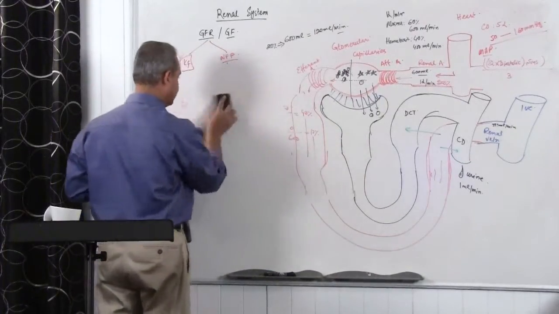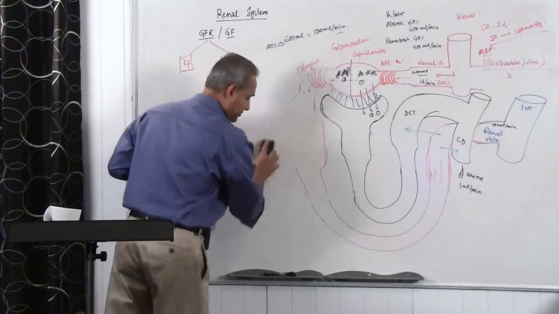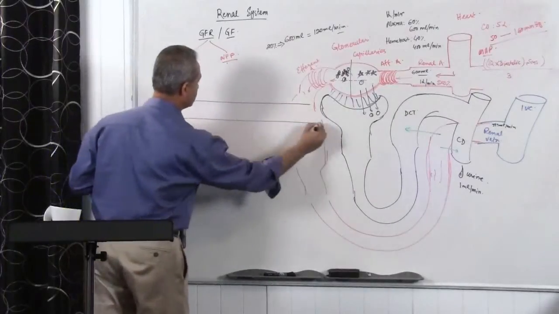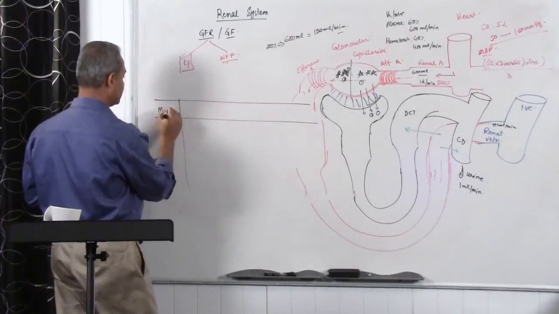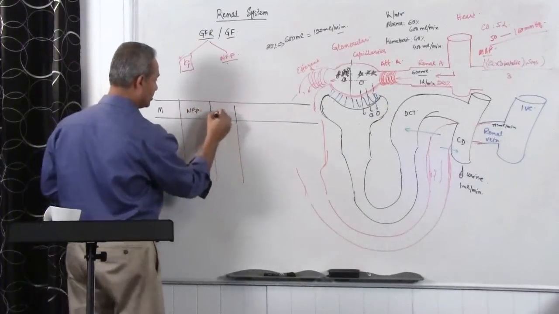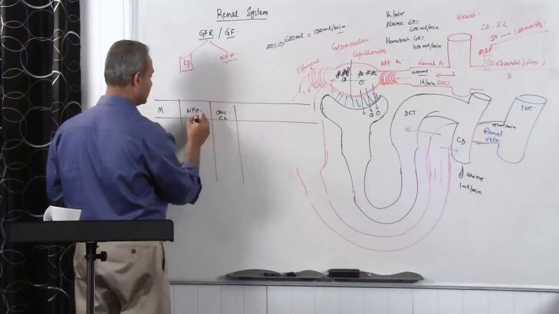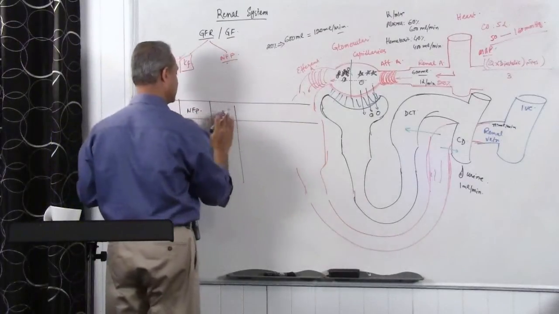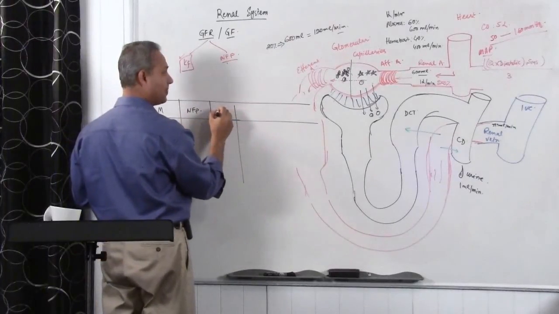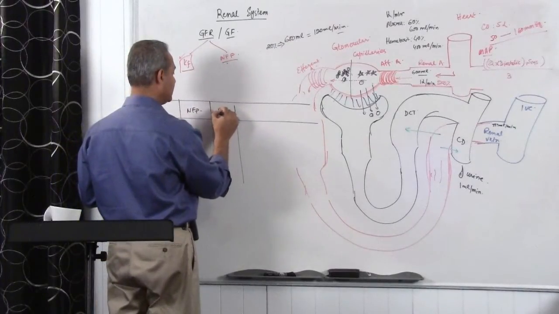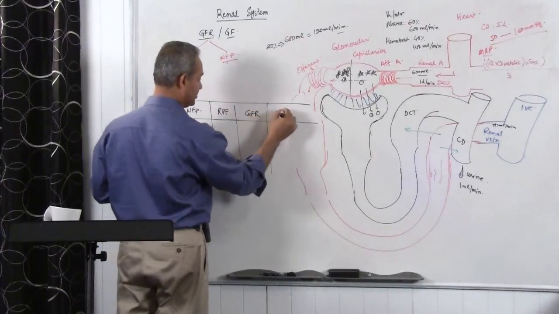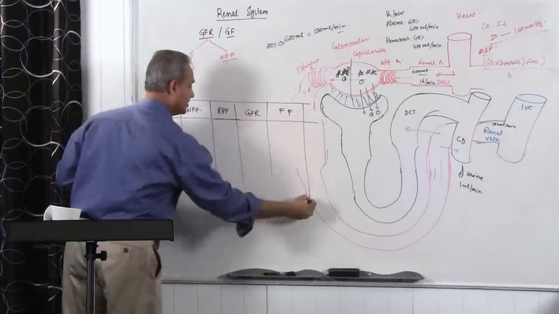So now let's do the same table once more, and I'll do it this way. Let's say mechanism, net filtration pressure change, then the renal plasma flow change, GFR change, and then filtration fraction change. So that is the mechanism.